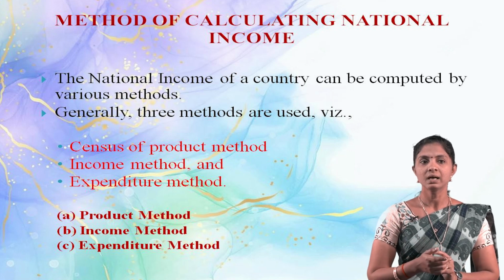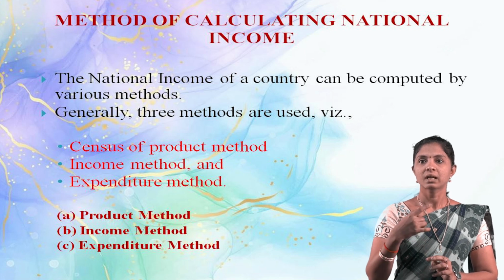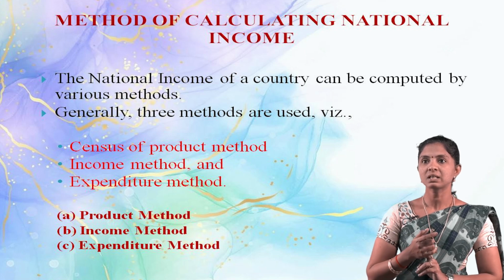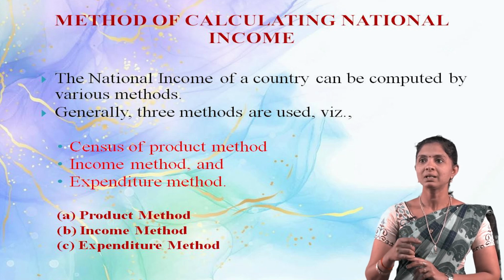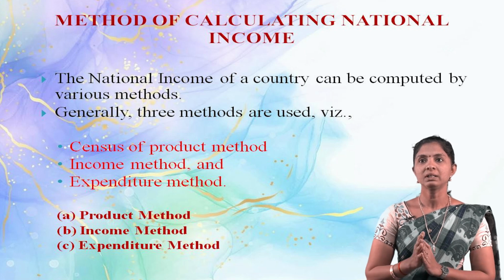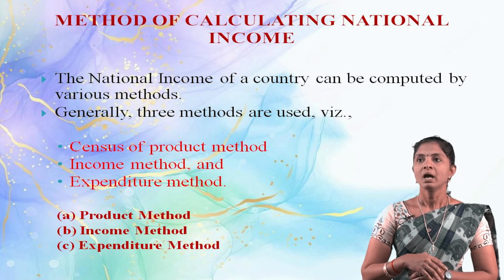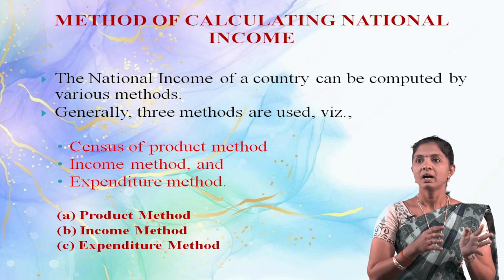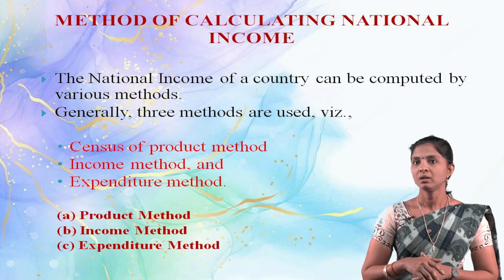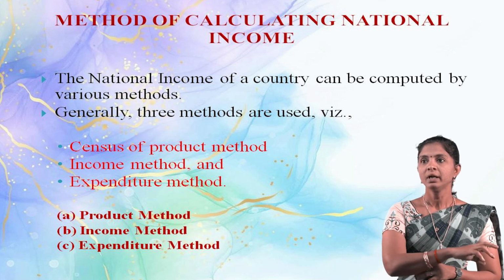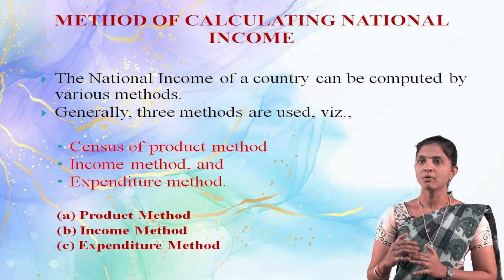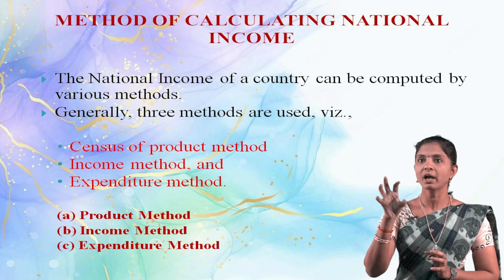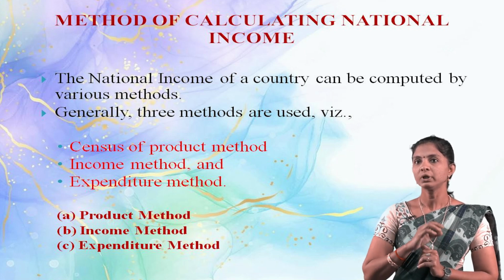Second method is the income method. In this case, the incomes and payments received by all the people in the country are calculated. Income received in the form of wages, interest, rent and profit by individuals, business houses and the government, including the taxes and profits of government enterprises, are calculated and totaled. So in this way you calculate the national income through the income method.